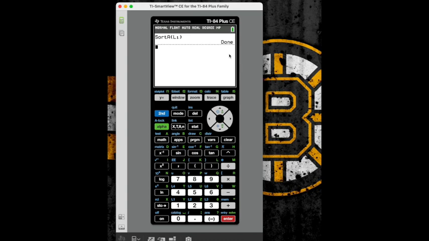And now when we go back into the list, it's going to have everything sorted from smallest to largest. So I'm going to go back into the list by hitting stat. I'm going to choose number 1, edit. And you can see that everything now is sorted from smallest to largest. Now this is where it's going to make it a lot easier to start counting so you don't miss anything.